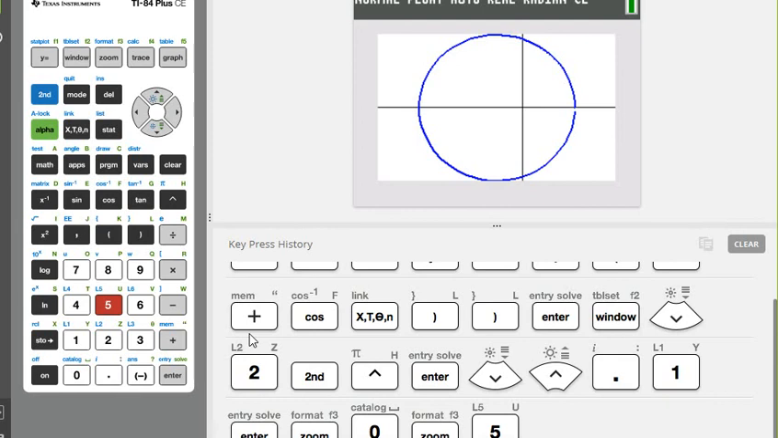How's that one looking? Doing okay with that first one? Nice.